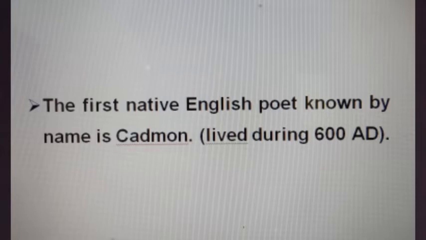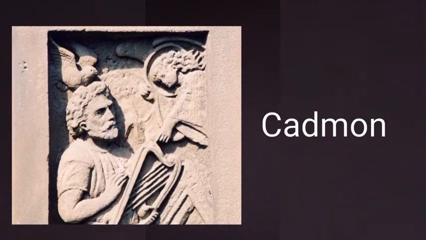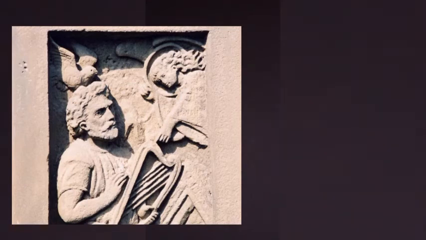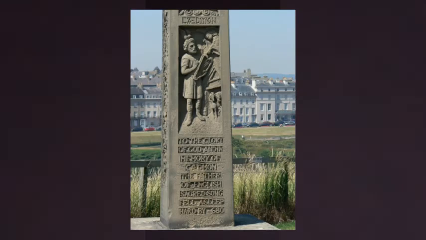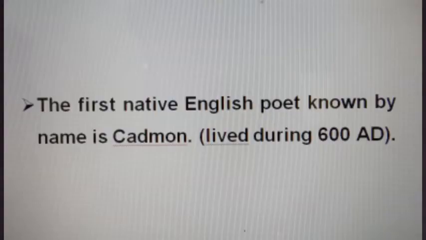Now look at the next point. The first native English poet known by name is Caedmon. Caedmon was the first native English poet, at least whose name we know. Though there were so many writers, they are all anonymous. We don't know the names. Caedmon is believed to have lived around 600 AD.